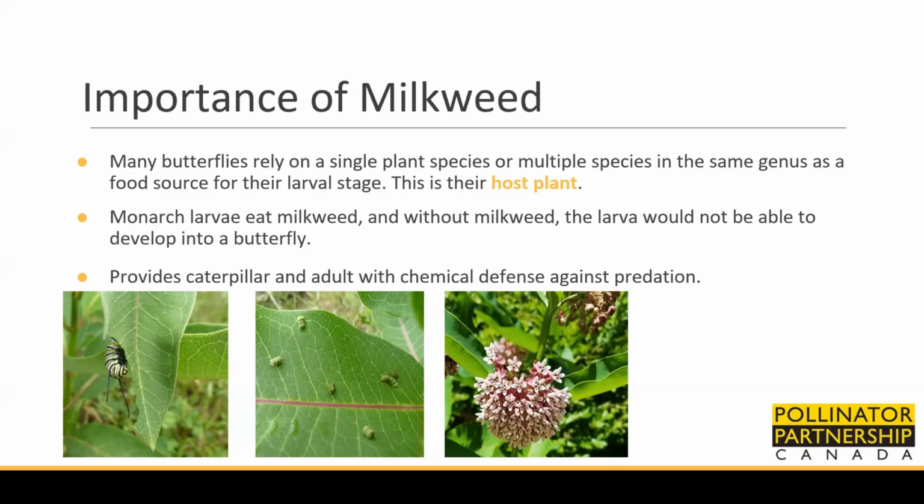Monarch caterpillars need milkweed, and without milkweed, the larva would not be able to develop completely into a butterfly and would not have the characteristic chemical defense. Cardinalides, the toxic organic compounds found in milkweed sap, provide caterpillars and adults with a chemical defense against predation. There are more than 100 species of milkweeds across North America.